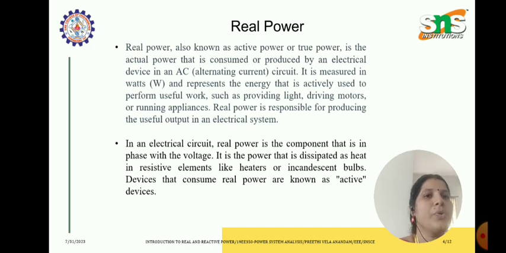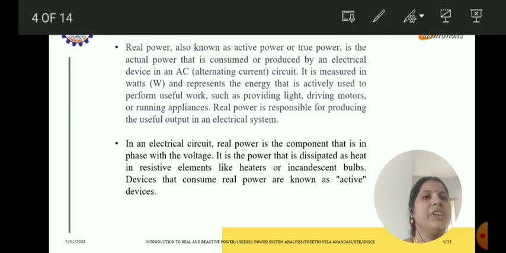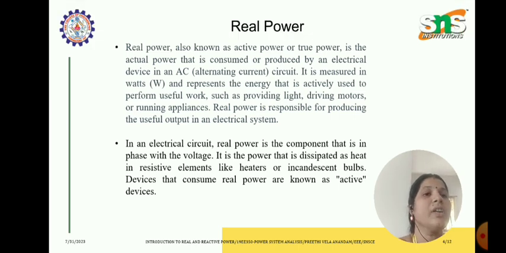Real power is the product of the voltage and current and the cosine of the phase angle between the voltage and the current. So, real power is the component that is in phase with the voltage. The devices that consume real power are called active power devices.